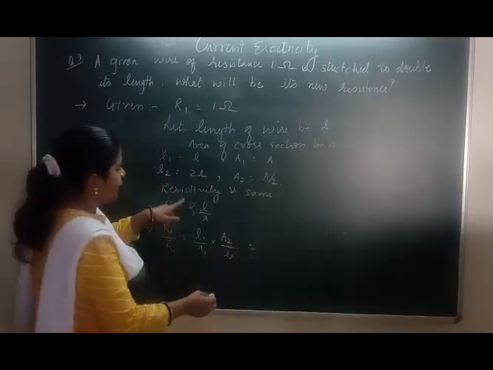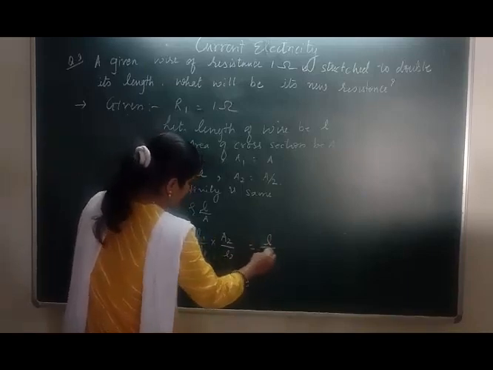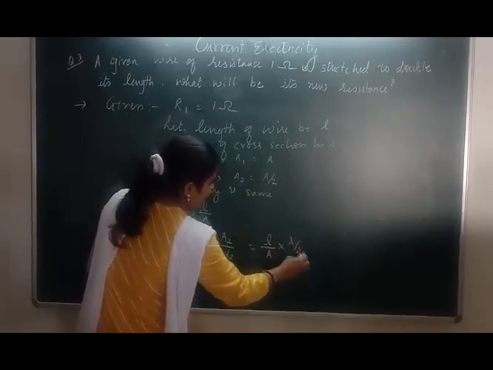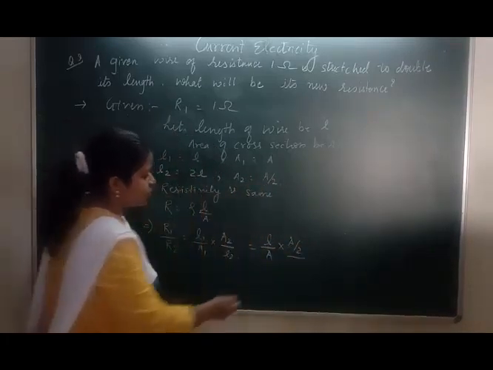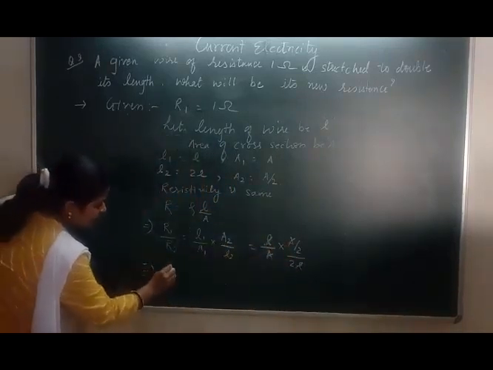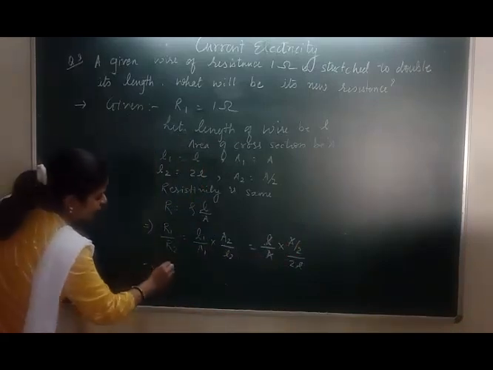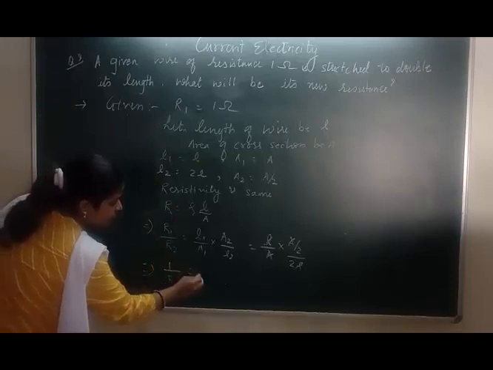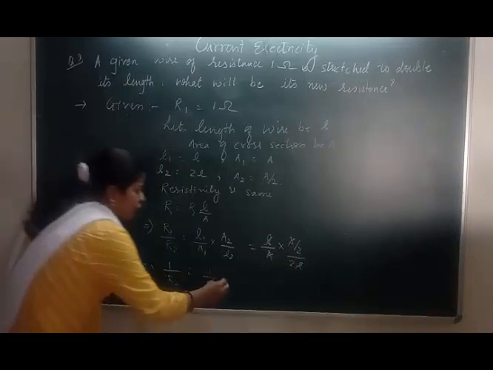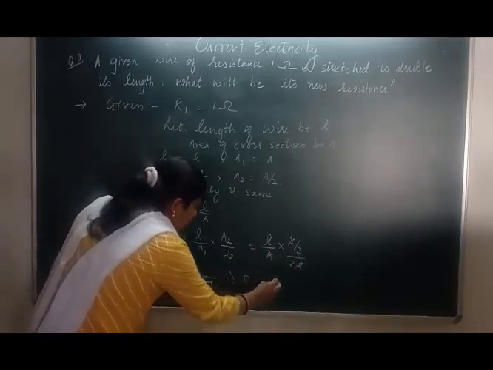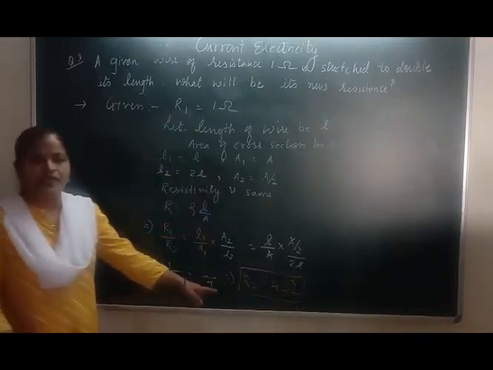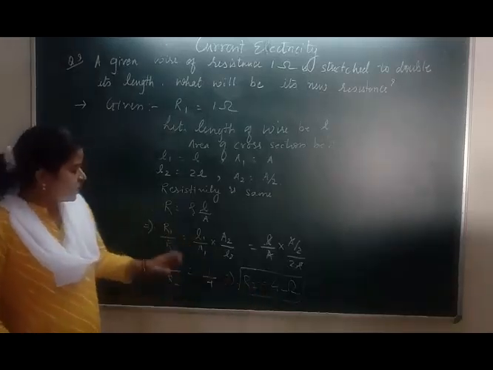Put the value. L1 value is L, A1 value is A, A2 is A by 2, and L2 is equal to 2L. Cancel it. So we get R1 upon R2 is 1 upon 2 into 2, which is 4. Okay, so from this we get R2 is equal to 4 ohm. We get the value of R2 from this, which is equal to 4 ohm. You should know this formula.